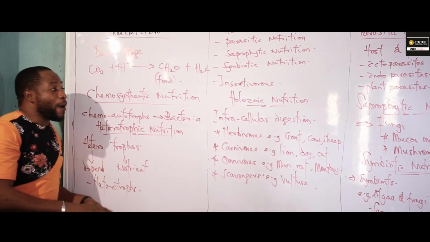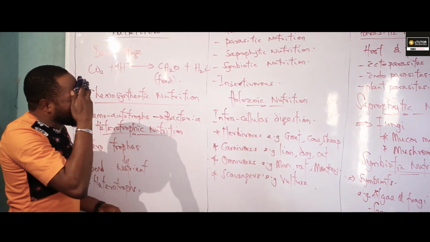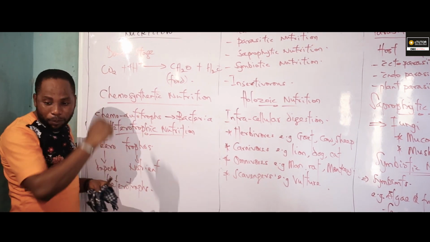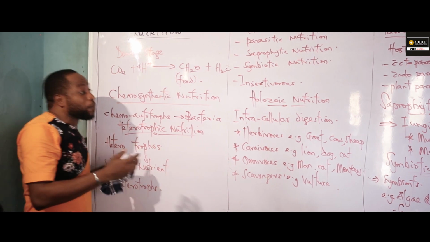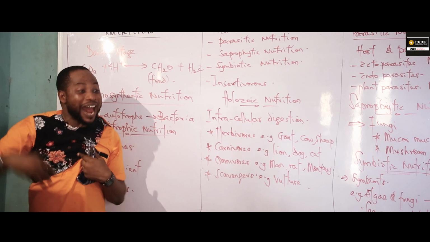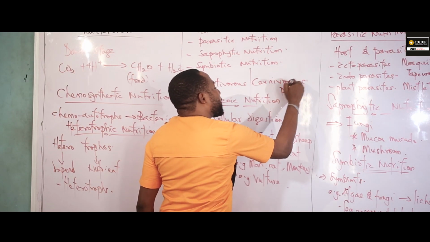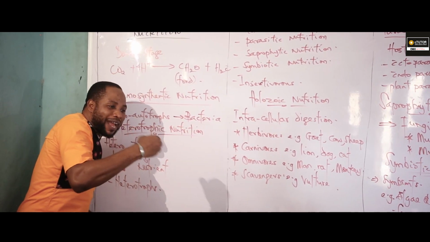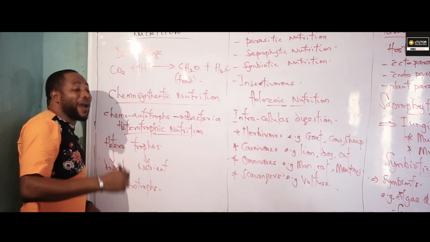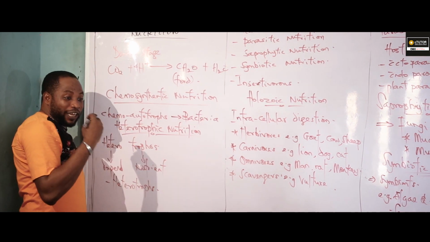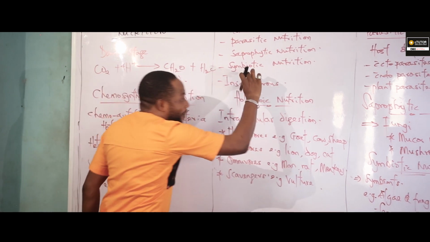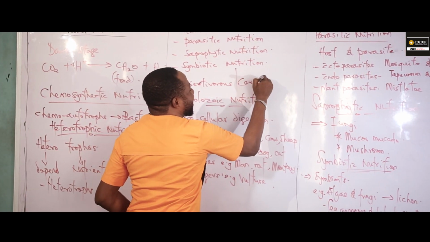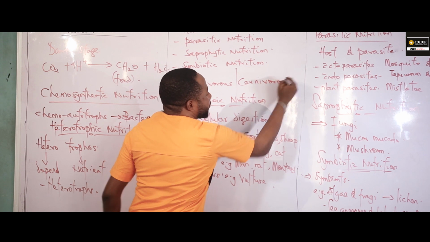Now the last one is insectivorous. We all know that an insect is an example of an animal, but there are some insects that are being eaten by plants. Those plants are green plants. They can manufacture their own food, and at the same time, they feed on insects also. The reason they feed on insects is to consume the nitrogenous nutrient of that insect. So any plant that feeds on insects in order to consume their nitrogenous substance, we call such a plant an insectivorous or carnivorous plant.